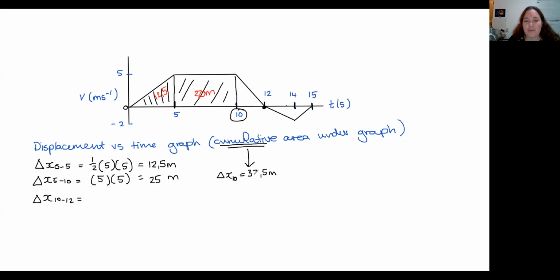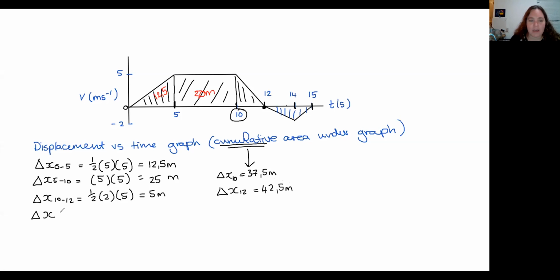Please don't ever feel afraid to correct me. I'd much rather not have videos that are complete nonsense. All right, then over here we've got a triangle, so it's going to be a half. My base is 2, my height is 5. So that's 5 meters. Cumulative displacement by 12 is therefore going to be 42.5 meters.